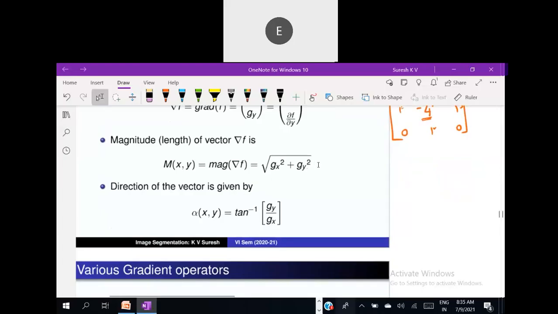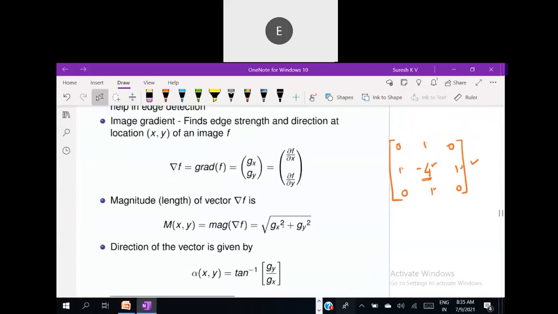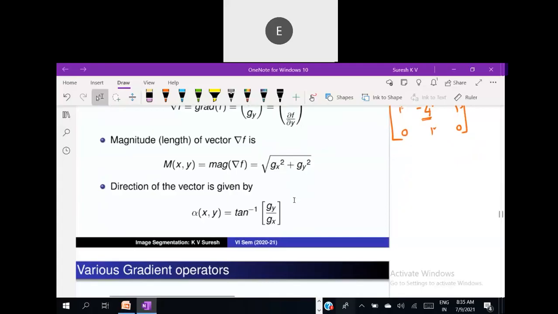So gradient along x direction squared, gradient along y direction squared, and root. And this can be approximated by just using gx and gy. This is what we discussed in the previous unit. Of course, if you want the direction of the gradient, then I need to take tan inverse of gy by gx. Now, to apply this gradient operator, we will not do the gradient along x plus gradient along y and then root. What we actually do is approximate this as g of x plus g of y.